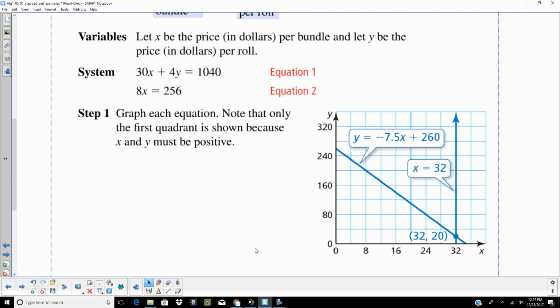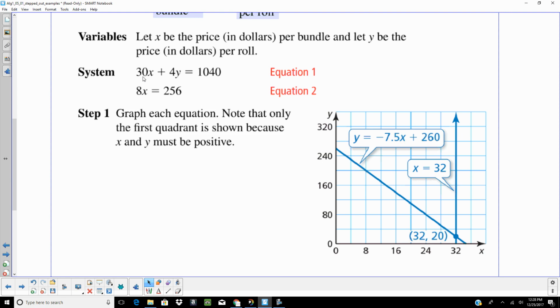Go ahead and graph those. And if you notice, down here on that x-axis, we didn't count by ones because that would have been way too much. 8x equals 256. If you divide by 8 on both sides, you get x equals 32. That is going to be a vertical line.